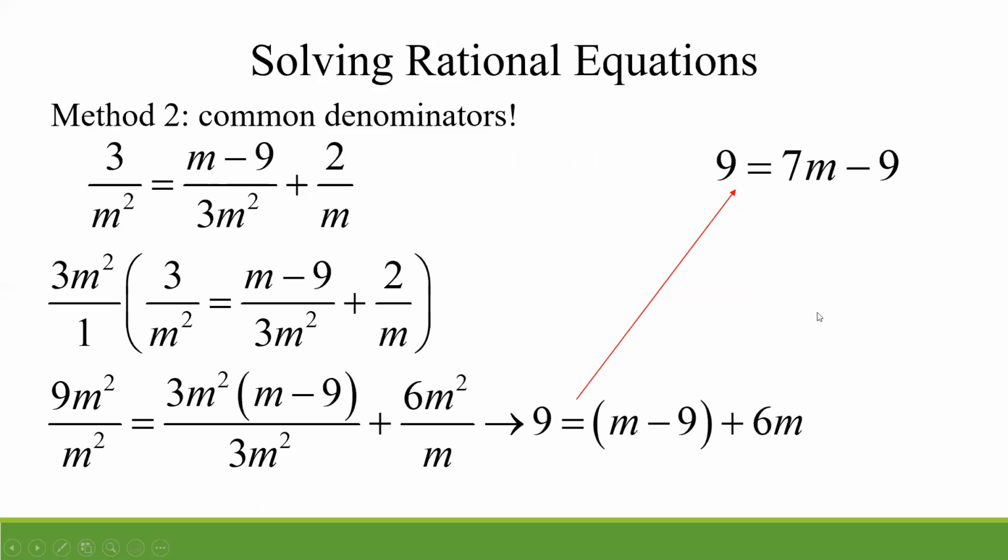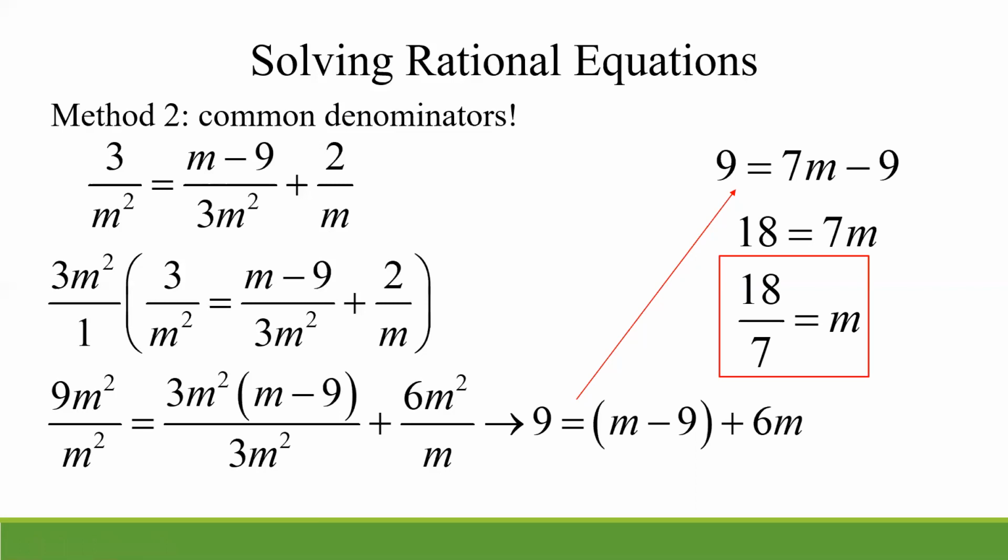I can add 9 to both sides, divide by 7. So m is equal to 18 over 7. And again, this answer ends up being a weird fraction. Who cares? Because we're done. This would be a little bit of a struggle to plug in. But again, I promise that it does work, and that's an exercise that you should do along the way.